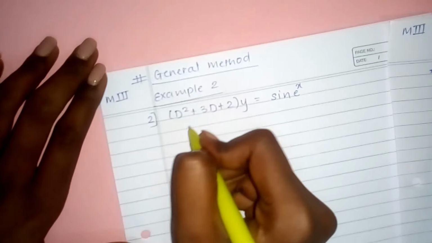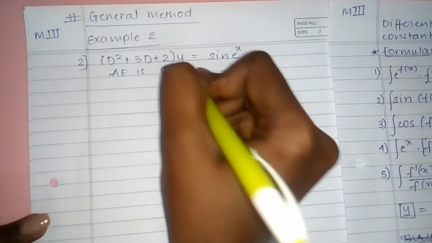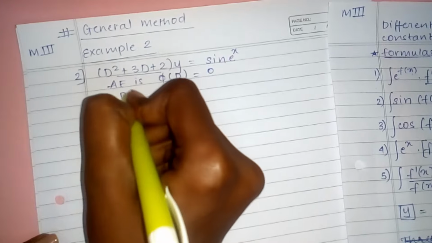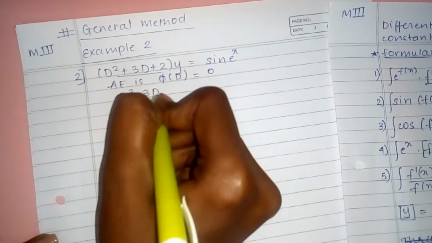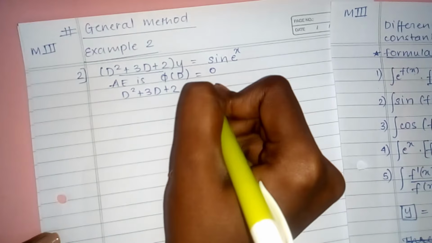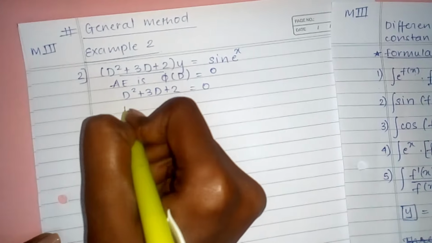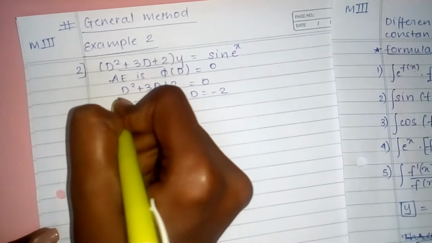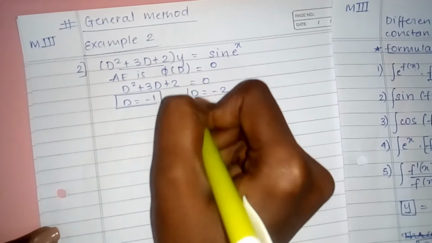So directly we'll put phi of D is equal to 0. Now this is the phi of D. So we'll write D square plus 3D plus 2 is equal to 0. Now the roots are D is equal to minus 1, comma, D is equal to minus 2. Now these are the roots. Now we have to find out the roots, right?